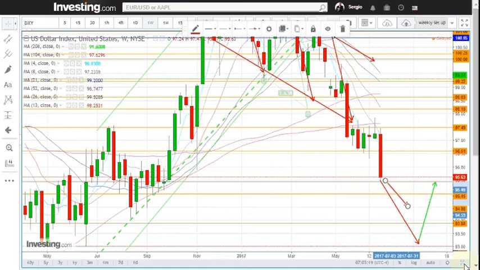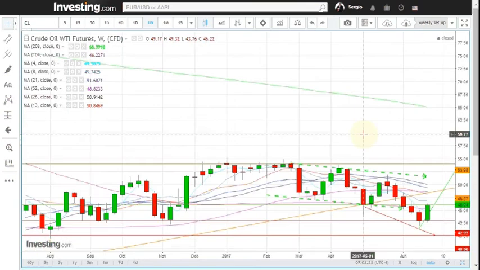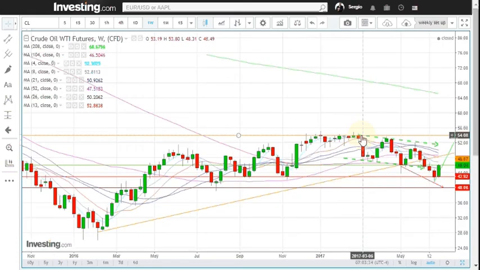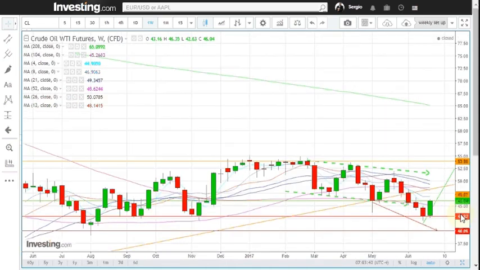So I'm more bearish on the US dollar. Now let's have a look at crude oil. And oil is going up. That's the perfect opposite of your US dollar. So you see the dollar is going down and this one is going up, just for this week.